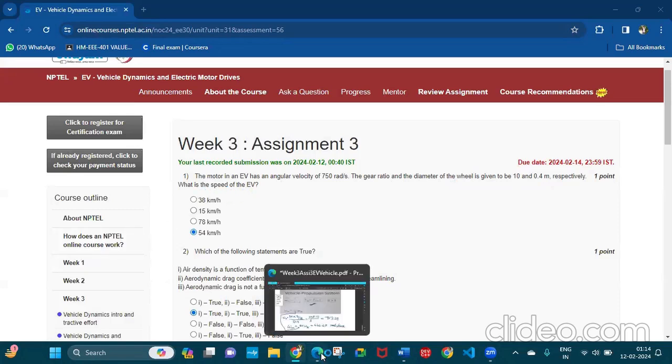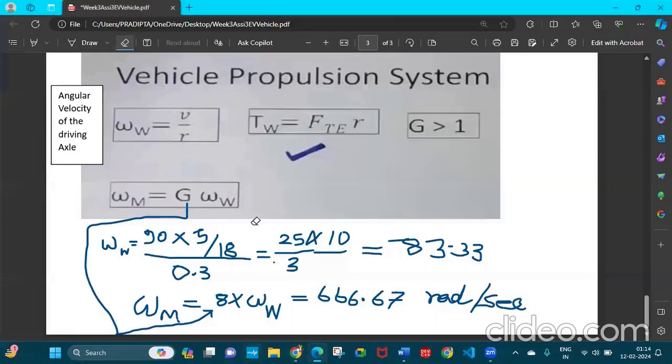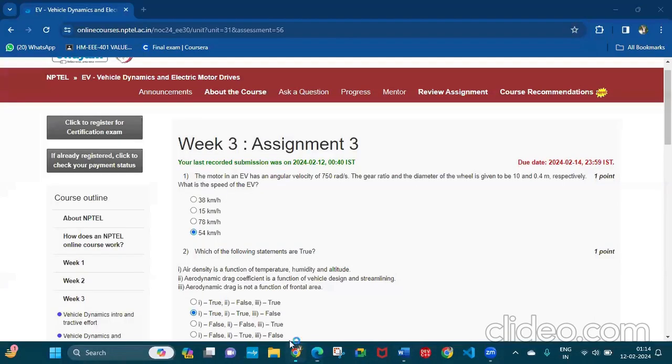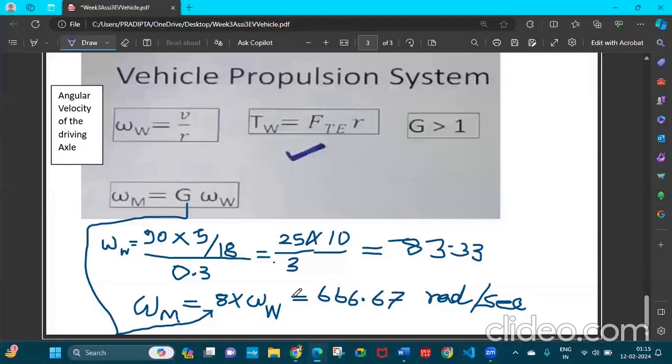Okay, we know one equation, that is omega m, the angular velocity of the motor, is equal to the gear ratio into the angular velocity of the driving axle. The gear ratio is given, that is 10, and 750 radian per second is the omega m. So 750 is equal to 10 into omega w, the angular velocity of the wheel. We can calculate it from here. Now our question is v. So v by r, r means 0.2, and omega w we can calculate from this equation. So we can get that v.